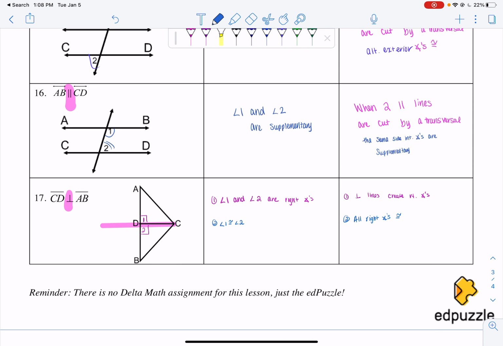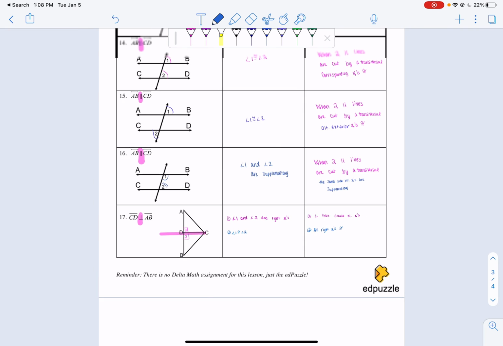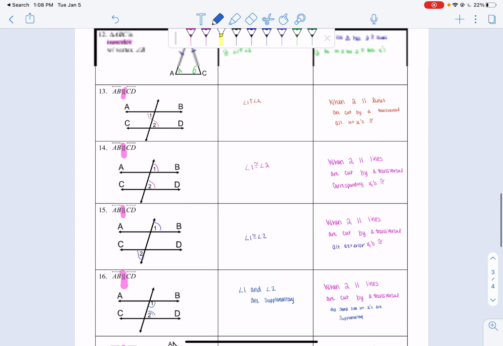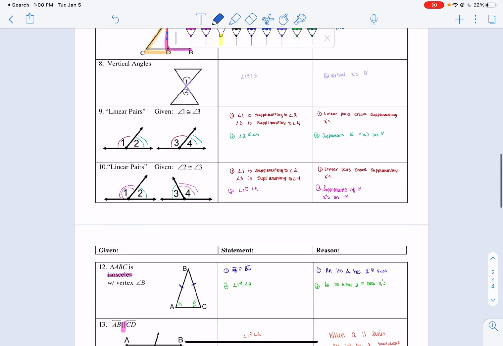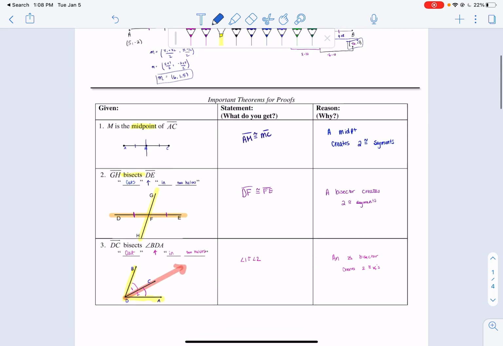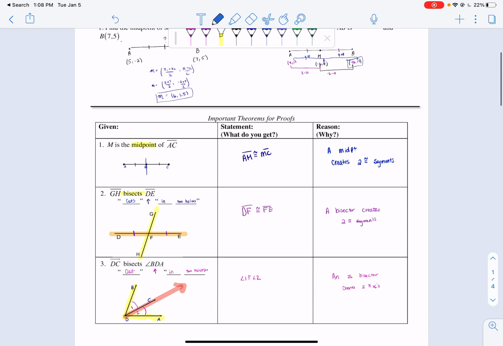And that's it. You will realize that we're going to be doing this for the next few days. So it's not always going to be parallel, perpendicular, or bisector. There are other things that we will be looking at.